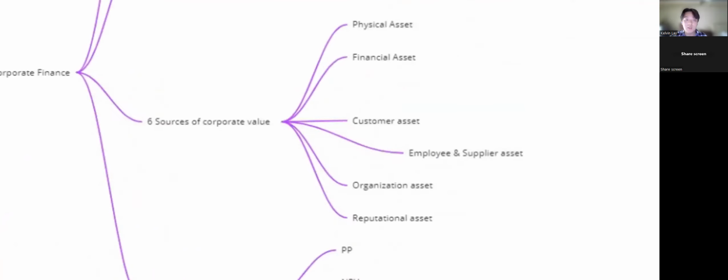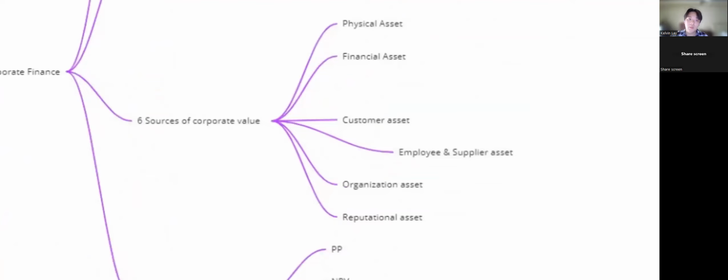The third is the six sources of corporate value. The physical asset and financial asset are part of tangible assets. Physical assets include land and machineries. Financial assets are about cash, investment, sources of debt, and equity. And the last four are intangible assets.